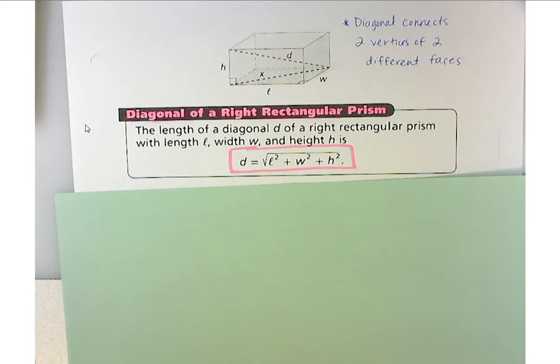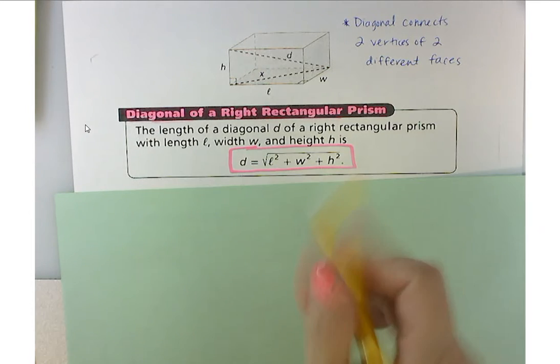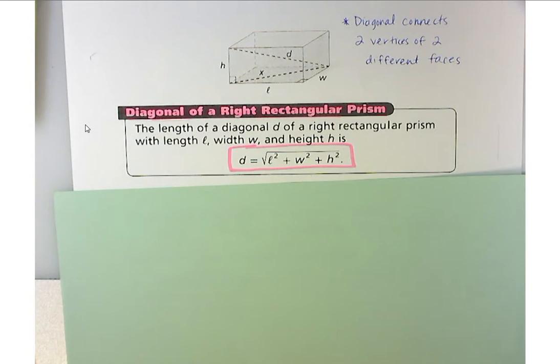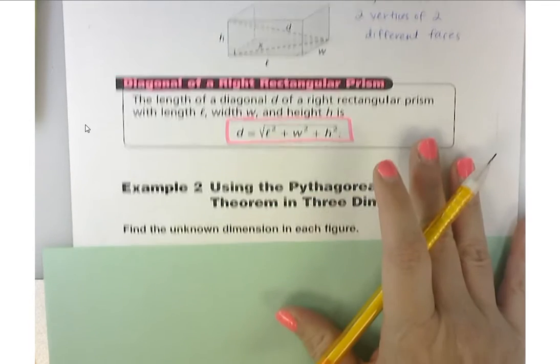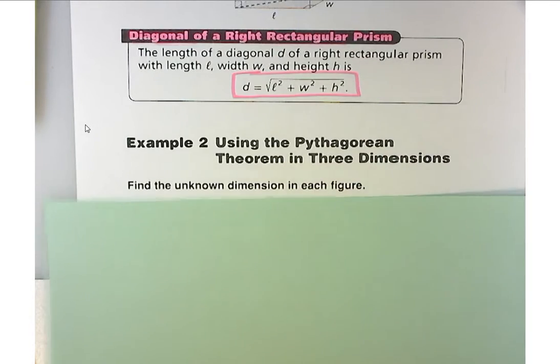Where do you guys think this formula comes from? Yeah, the distance formula. It's really similar to the distance formula. It's just usually with the distance formula, we were in 2 dimensions, and now we're going to expand it to 3 dimensions. Okay, so we're going to find the unknown dimension in each figure.